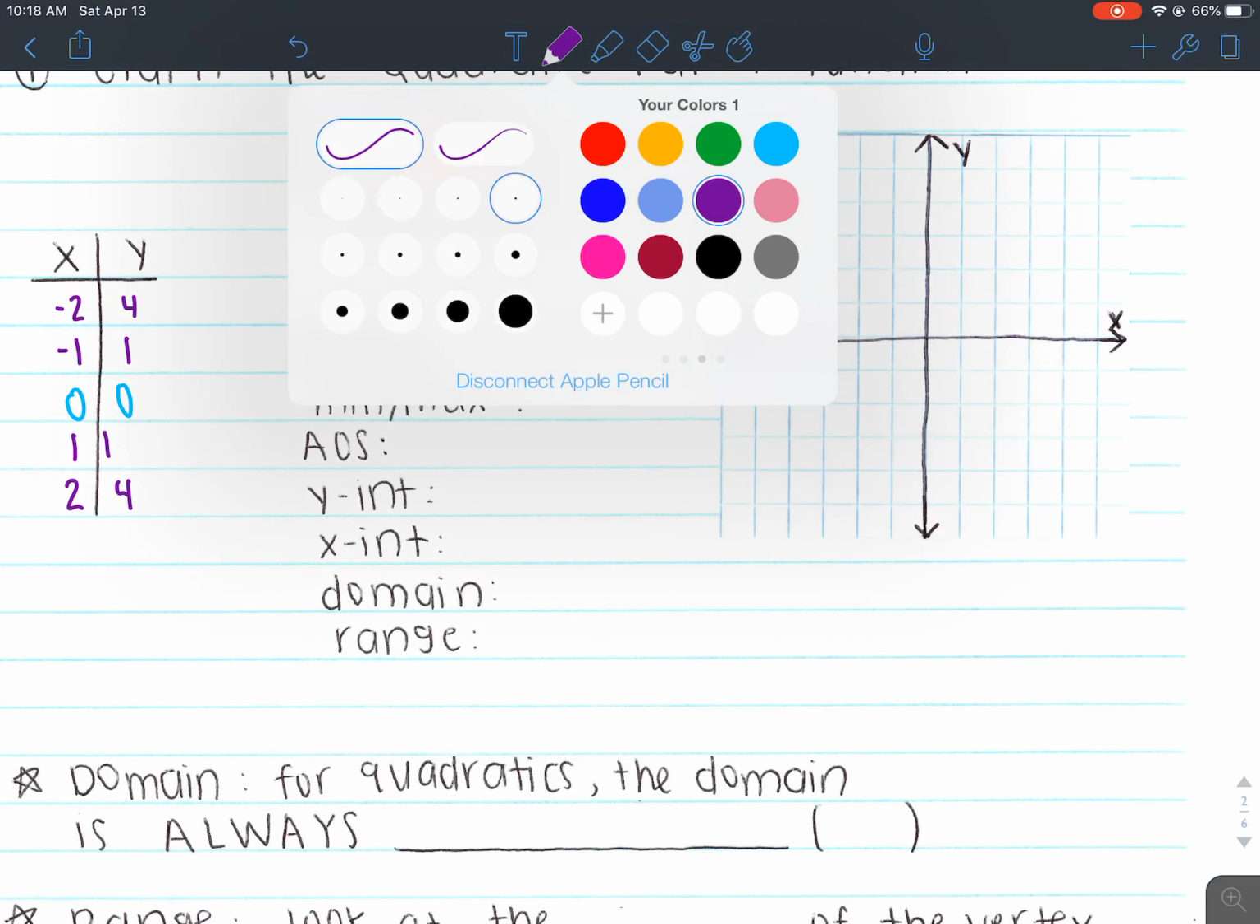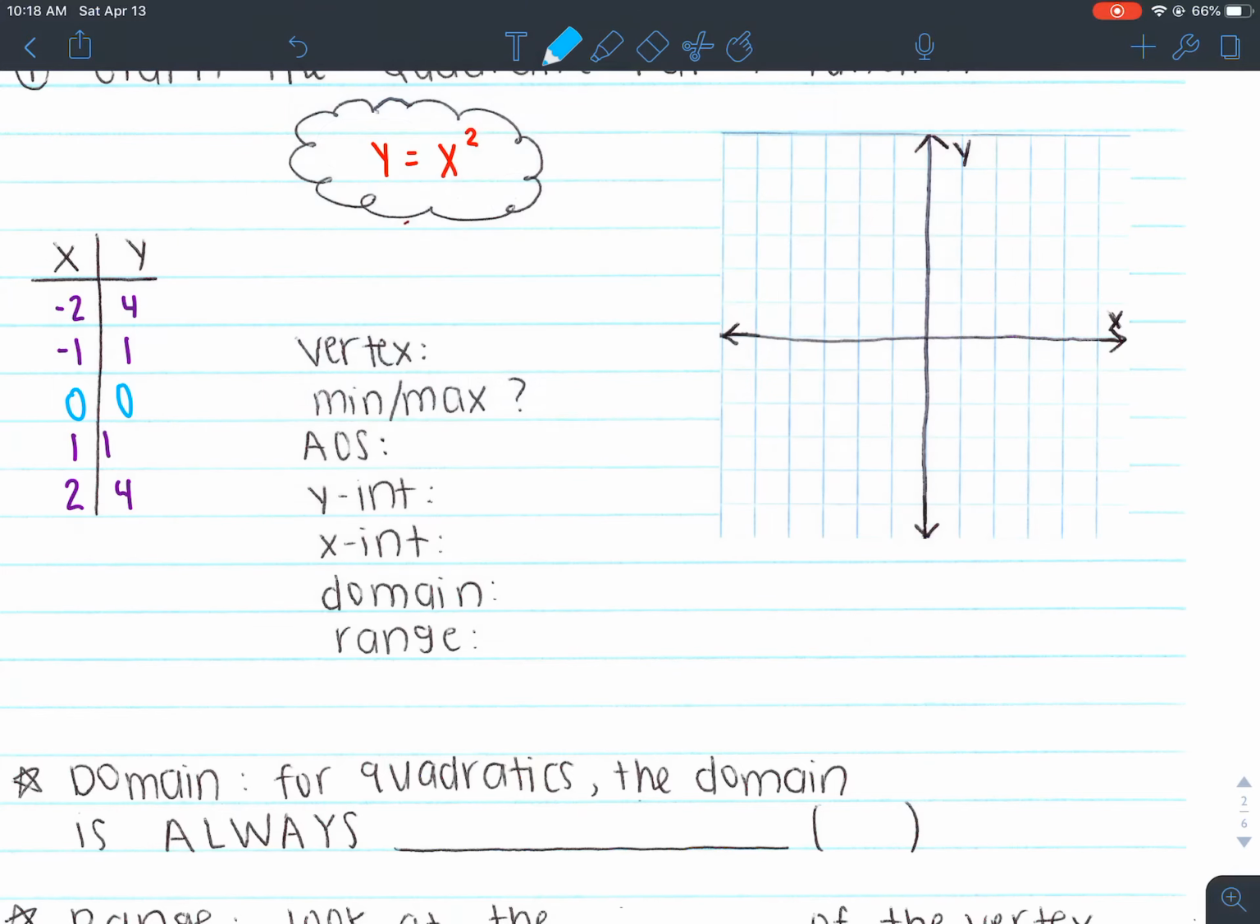All right, so what do I do next? I graph them. So I'm going to graph the points 0, 0, 1, 1, negative 1, 1, 2, 4, negative 2, 4. Oh, that's a 5, actually. Okay, and then you just connect them and make a quadratic, little parabola shape, okay?